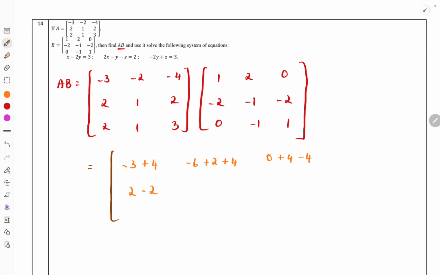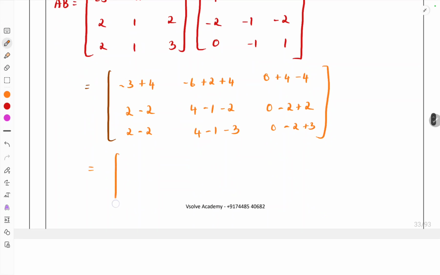After this, 2 into 1 is 2, minus 2, 0, then 2 into 2 is 4, so 4 minus 1 and minus 2. After this, 2 into 0 is 0, plus 1 into minus 2, so minus 2 plus 2. So 2 into 1 is 2, minus 2, then we have 0 only. So 2 into 2 is 4, minus 1, 4, 2 into 2 is 4, minus 1, minus 3. So last, 2 into 0 is 0, plus 1 into minus 2, plus 3. So this we got 4 minus 3 is 1.